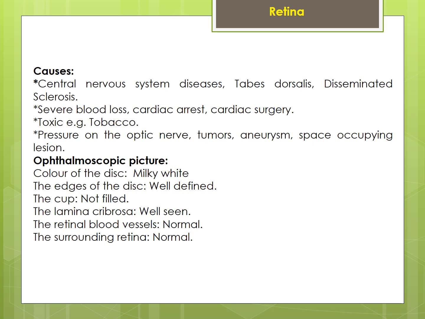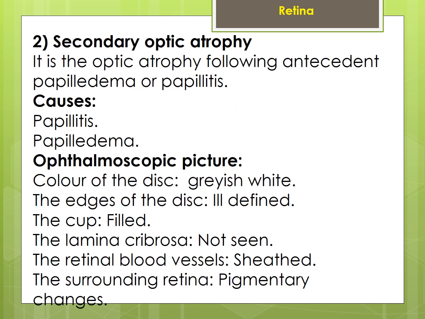The ophthalmoscopic picture includes the color. It becomes milky white. The edges are well defined. The cup is not filled. The lamina cribrosa can be seen. The retinal blood vessels are normal. The surrounding retina is normal.